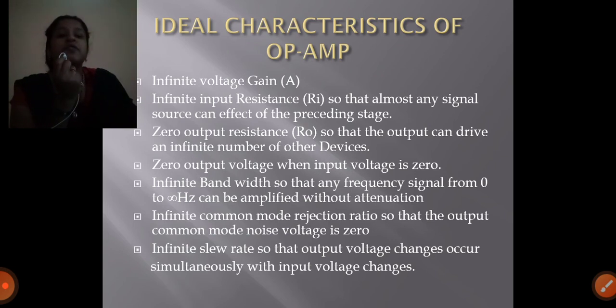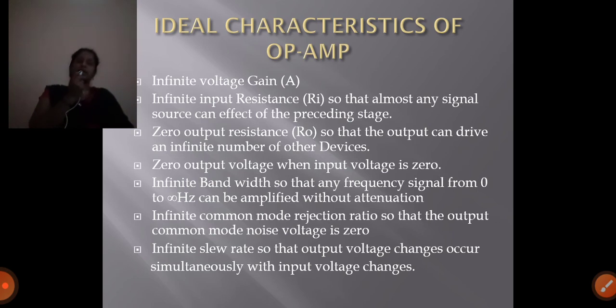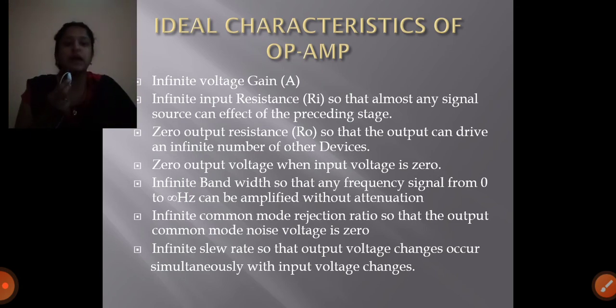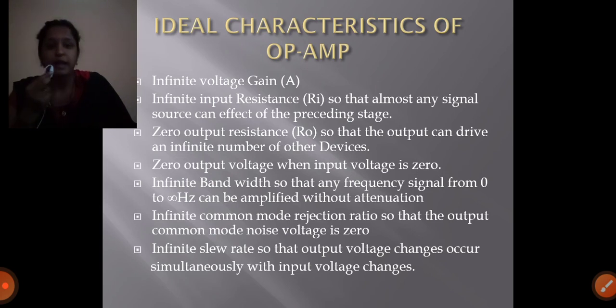Infinite common mode rejection ratio, so that the output common mode noise voltage is 0. In the further parameters of the operational amplifier, I am going to explain what we mean by CMRR. We can call it the common mode rejection ratio. Now you can study just the basics of the CMRR. In the further classes, I am going to explain the whole definitions and all those things about the CMRR.